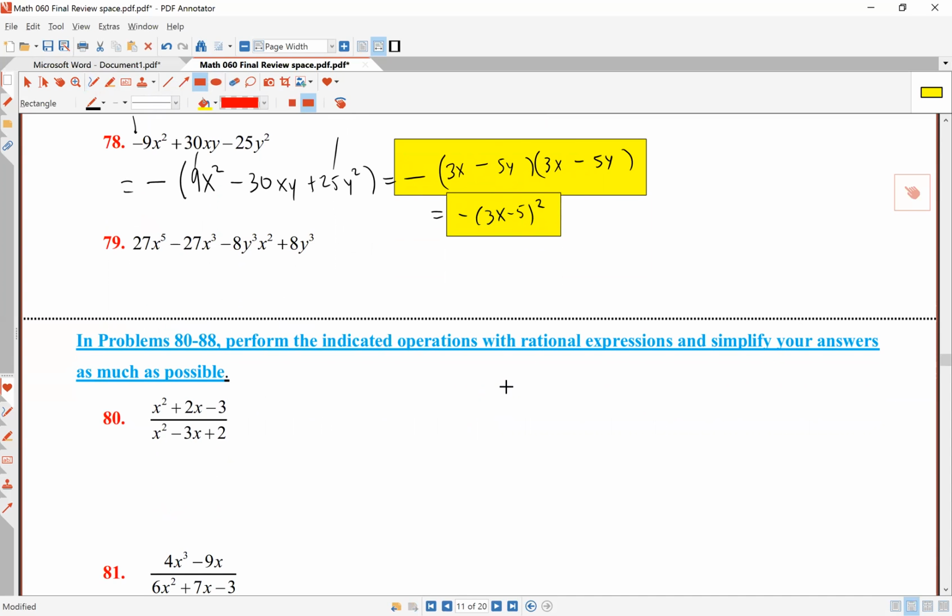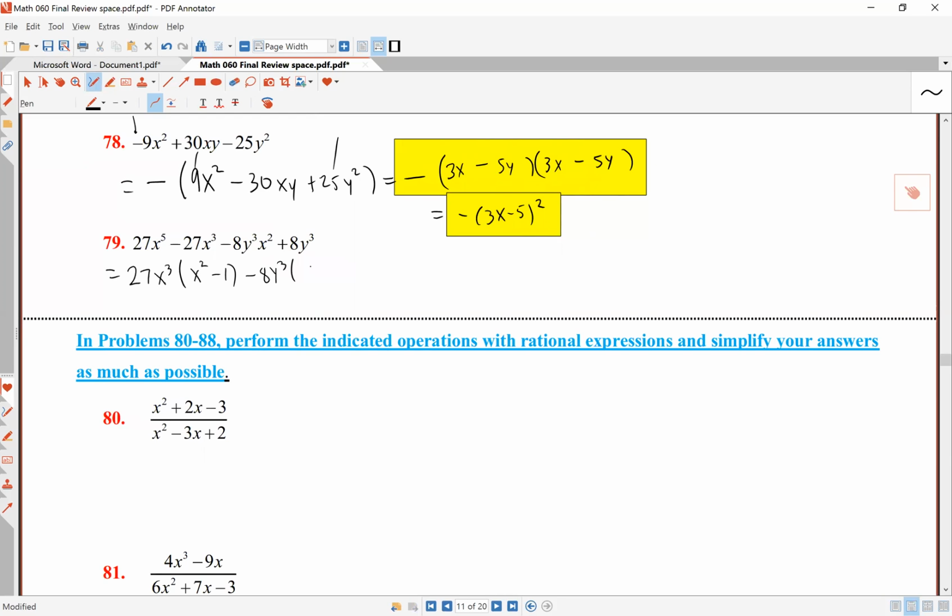And the last one, we've got 4 terms. So we factor by grouping. Take out a 27x cubed, it will leave us with x squared minus 1. Take out a negative 8y cubed, we'll be left with x squared minus 1. So we have 27x cubed minus 8y cubed and x squared minus 1. So both of those can be taken further.